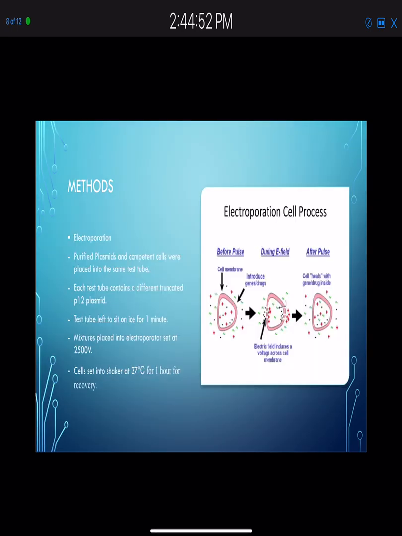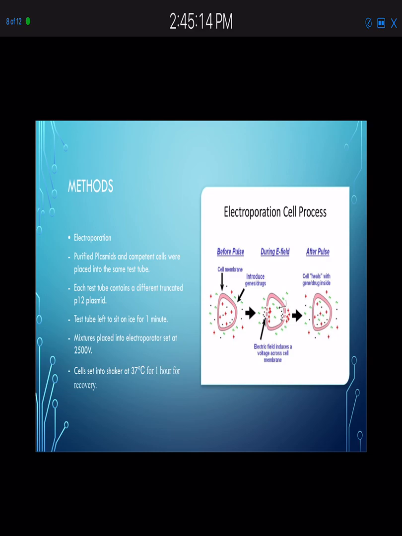Our next method was electroporation of the competent cells. The purified plasmids and competent cells were placed into the same test tube. Each test tube contains a different truncated P12 plasmid, 1 through 5. These test tubes were then left to sit on ice for 1 minute. Mixtures were then placed into the electroporator set at 2,500 volts.